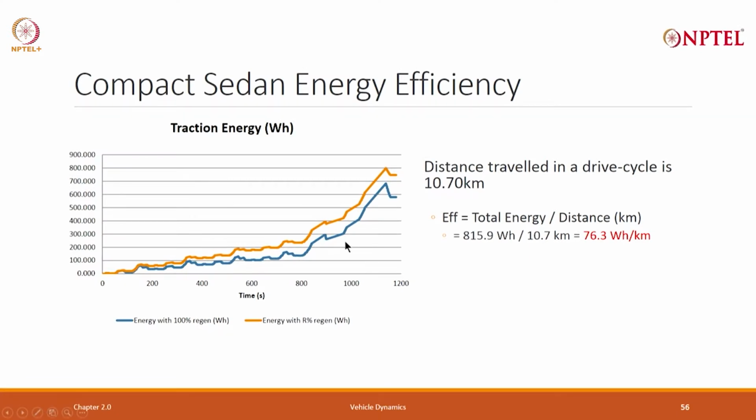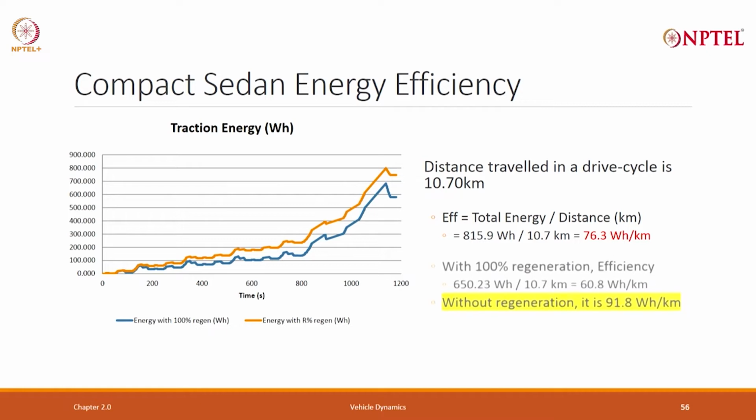If I look at this, the efficiency is coming to 815. Again I see the curves showing slightly different, so I will check all these things. This is with 100% regeneration, this is with 50% regeneration, I think I have taken 50%, and the peak goes a little above 815, actually it should have gone to 750. But if I take 816 watt hour and divide it by 10.7 kilometers, I only need 77 watt hour per kilometer.